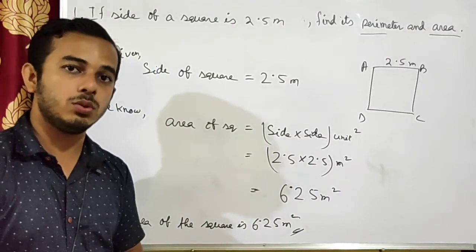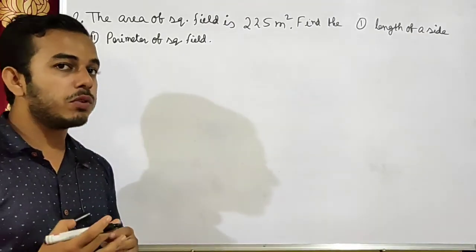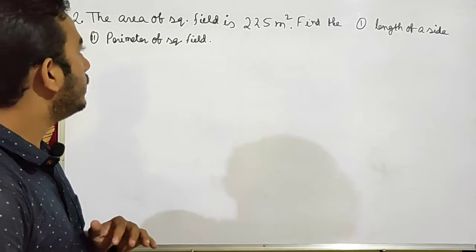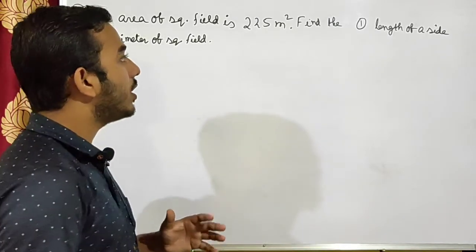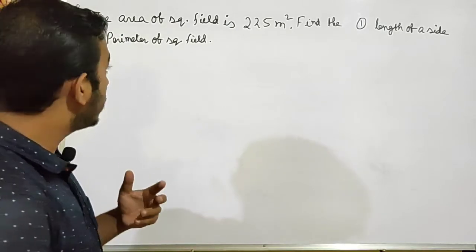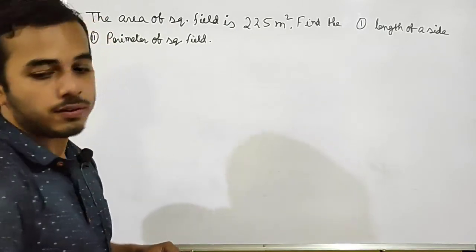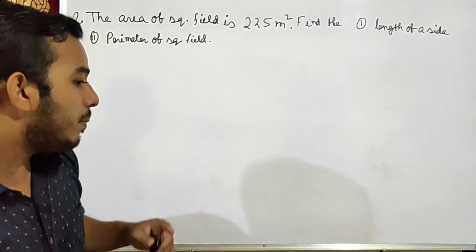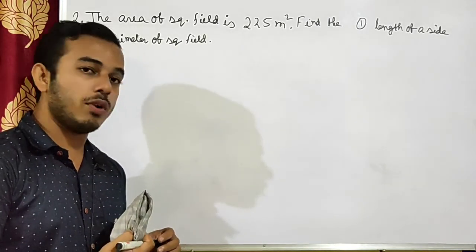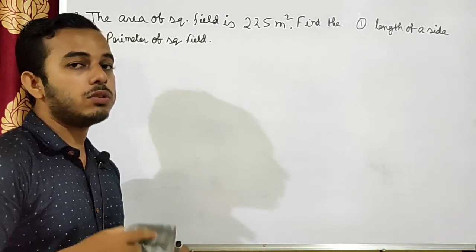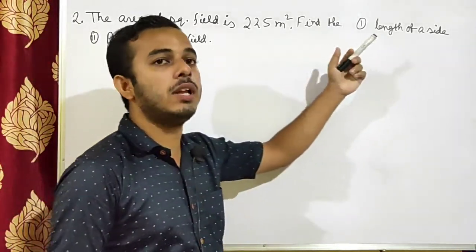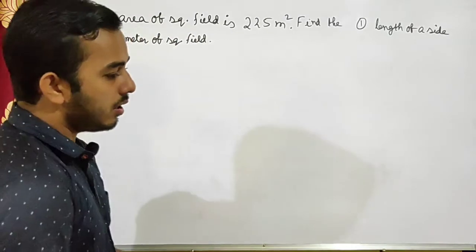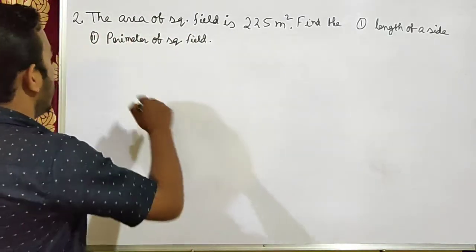That is question number 2. So here our second question of the exercise is, the area of a square field is 225 meters square. Find number 1, the length of a side and the perimeter of the square field. Okay, in the previous question we had the side of a square field and we found the area. Okay, but in this case we have the area, we have to find the length of the side. Okay, very easy. So let's start.